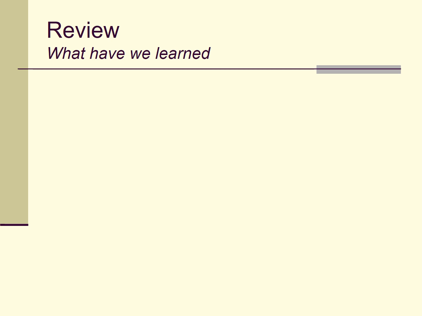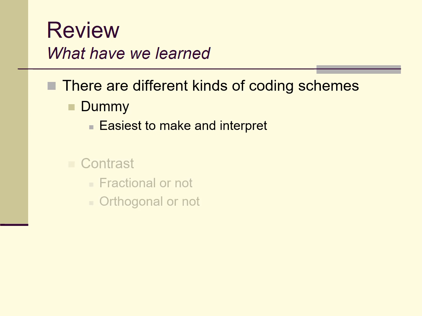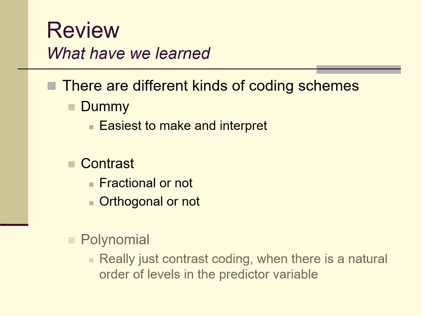Okay, let's quickly review what we've learned today. Well, we know that there are different kinds of coding schemes. Hopefully you know that by now. There's dummy coding. That's really the easiest to make and interpret. There's contrast coding, which is more complicated because it can be integers or fractions. They can be orthogonal or non-orthogonal. And then there's polynomial contrast coding, which is really just contrast coding, but it works when there's a natural order to the levels of the predictor variable.